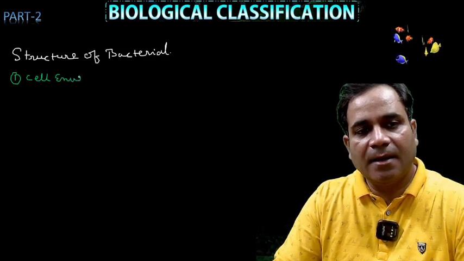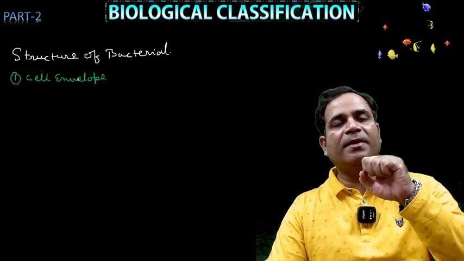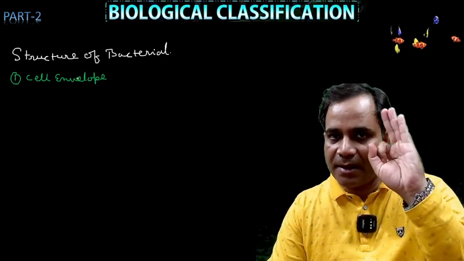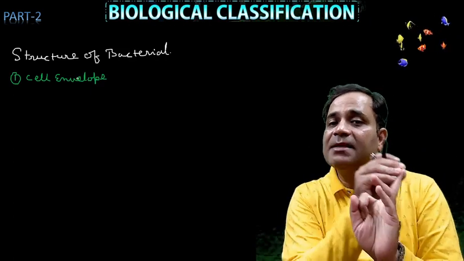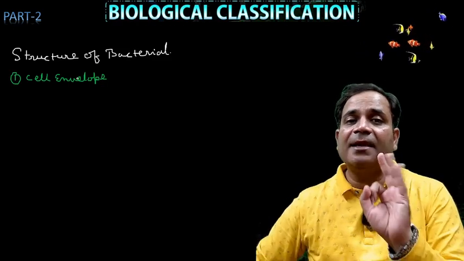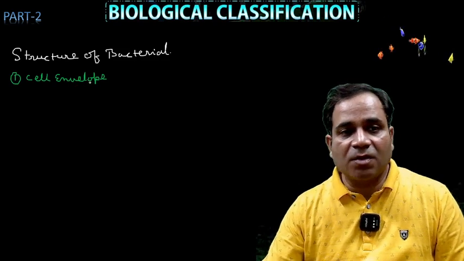So cell envelope, my dear. So the cell envelope has which parts? The outer region is glycocalyx, then the cell wall, then the cell membrane. So the cell membrane is the innermost layer of the bacteria, the outer layer is glycocalyx, and in the middle there is the cell wall. Clear?